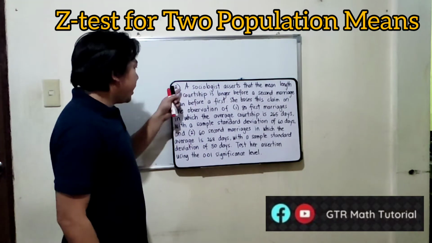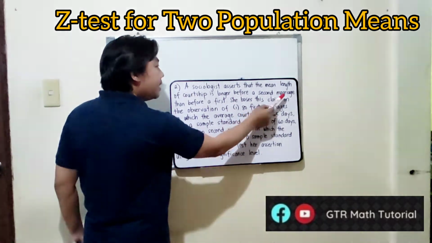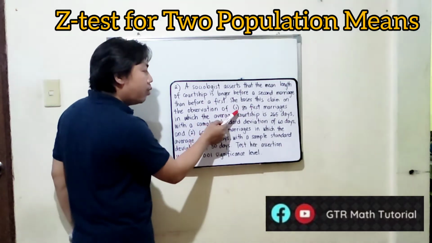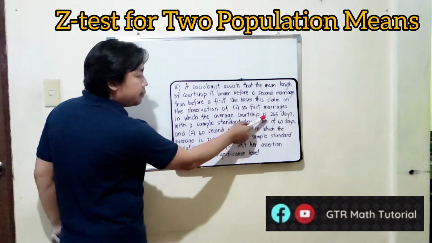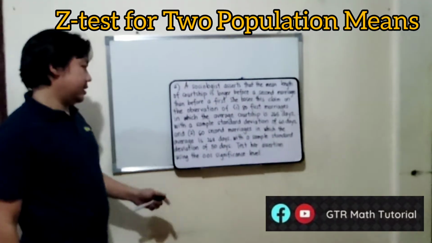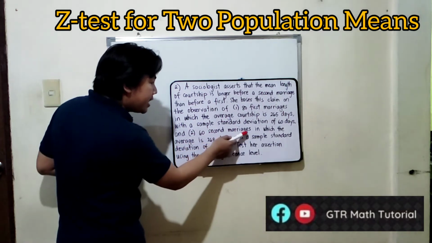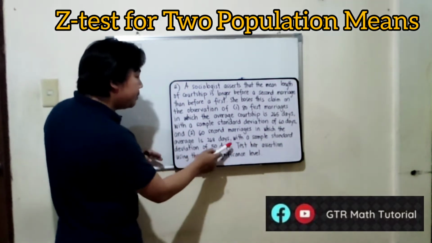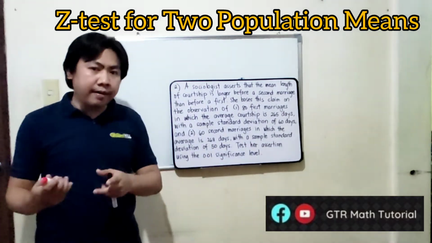Okay, number 2. A sociologist asserts that the mean length of courtship is longer before a second marriage than before a first. She bases this claim on the observation of, so this is the first group, 80 first marriages in which the average courtship is 265 days with a sample standard deviation of 60 days. And number 2, so this is the subscript 2, the second group, 60 second marriages in which the average is 268 days with a sample standard deviation of 50 days. So, test her assertion using the 0.01 significance level.